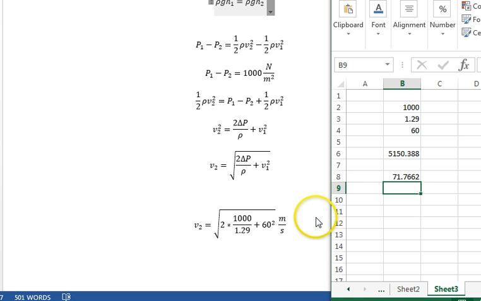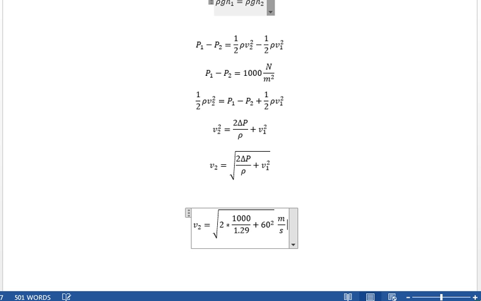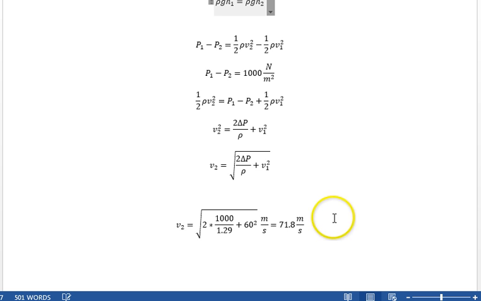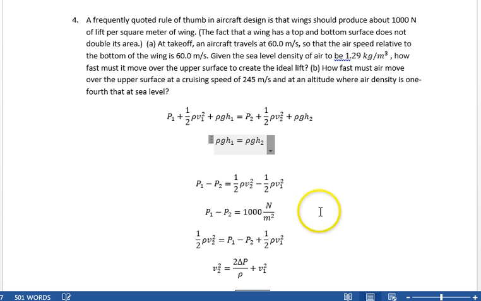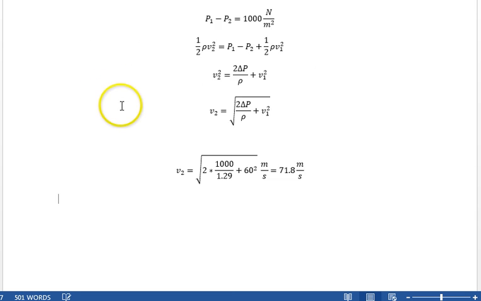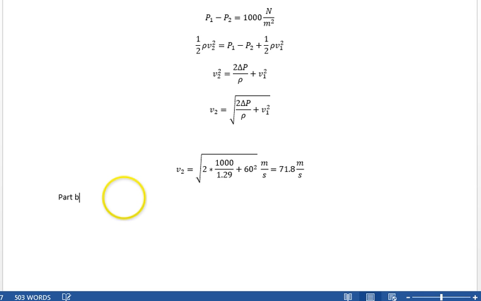All right. So we get that the velocity across the top of the wing needs to be 71.8 meters per second in order to reach the lift that we want with 1,000 newtons per square meter. Okay. All right. So part B. How fast must the air move on the upper surface if the cruising speed is 245 meters per second and air density is 1/4 that at sea level?